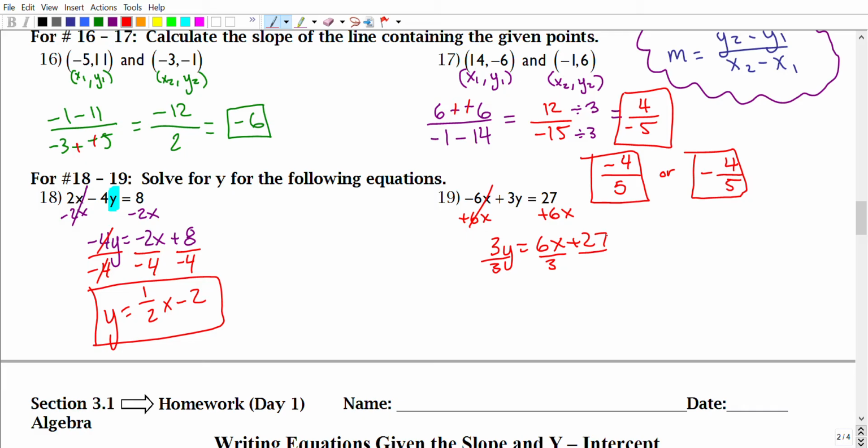Divide by 3. Divide every single thing by 3. Okay, so we get y equals 6 divided by 3 is a 2. Don't forget your x. Okay, and then 27 divided by 3 is just a 9. So my final answer is y equals 2x plus 9.